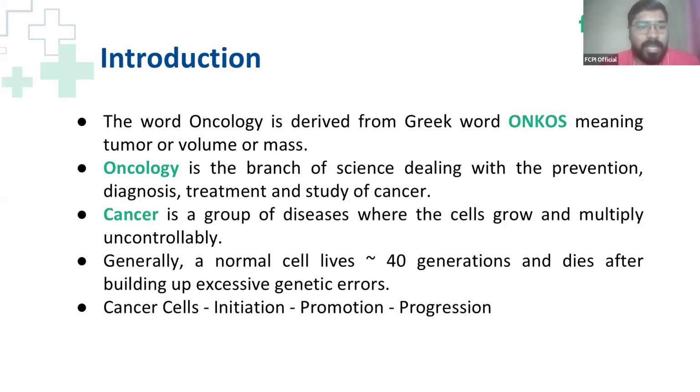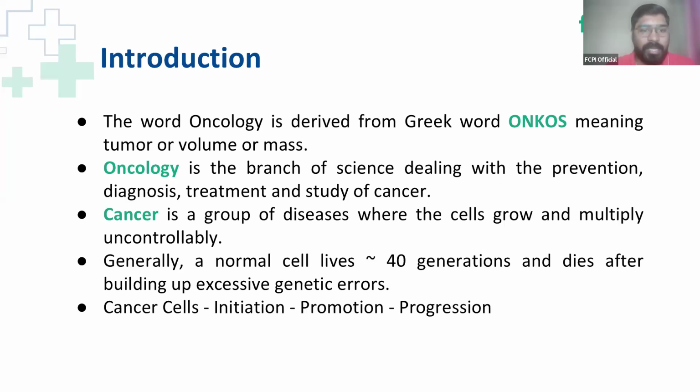Generally, cancer development has three stages: initiation, promotion, and progression. Initiation is an irreversible genetic damage which causes the initiation of cancer. In promotion, the cells start clonal expansion. Progression means malignant transformation, which is irreversible, and it also spreads to other parts of the body. Can we go to the next slide?